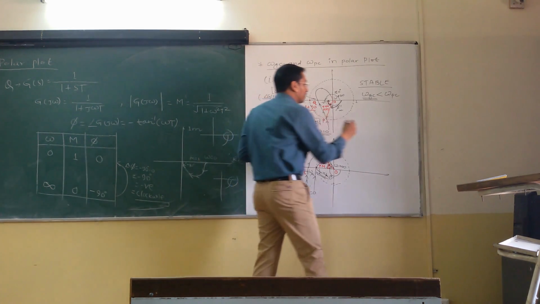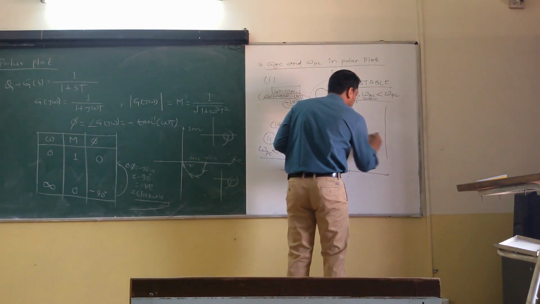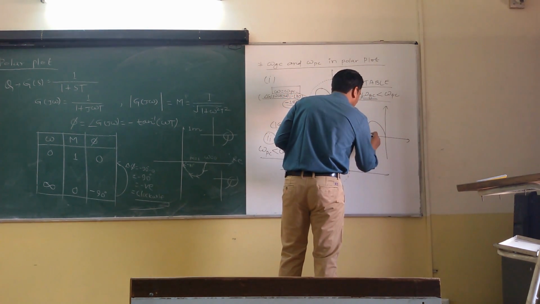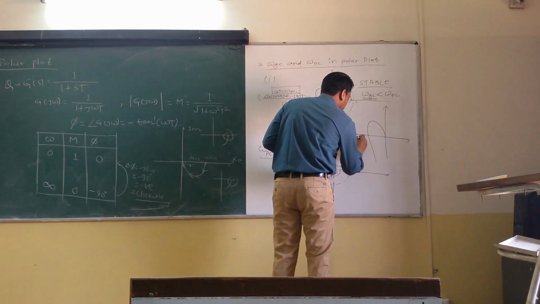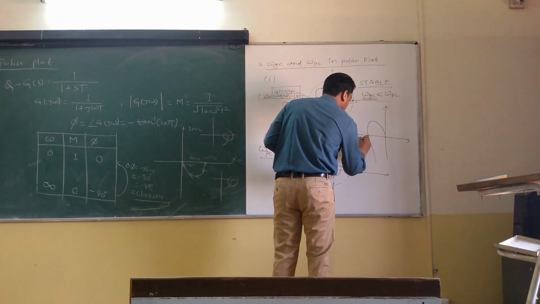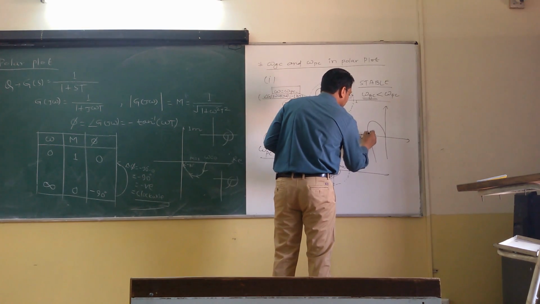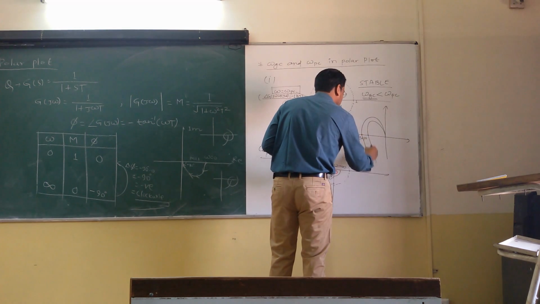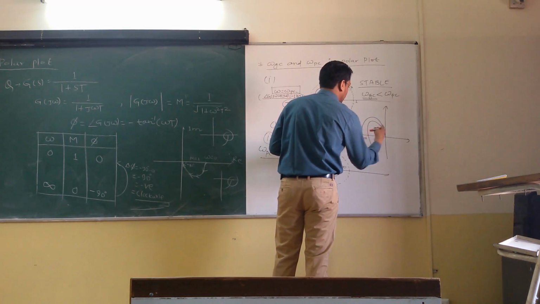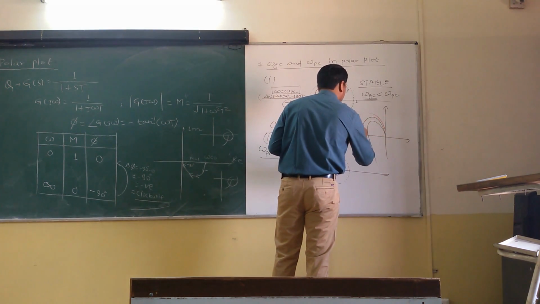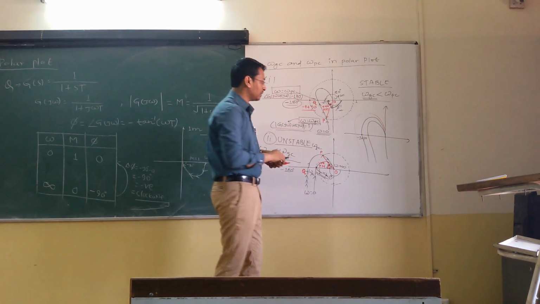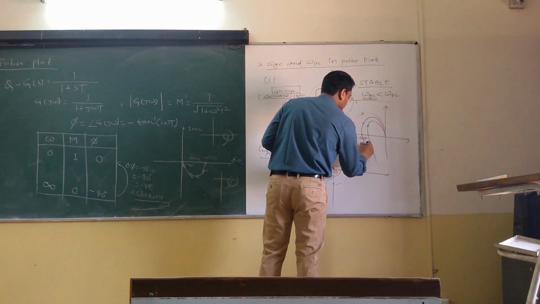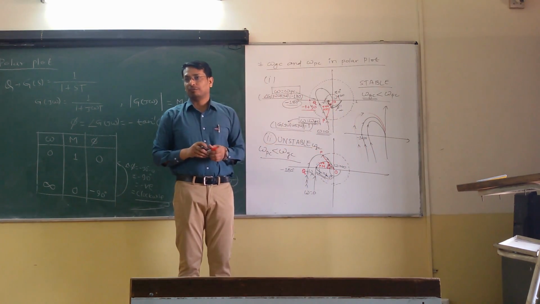So what is the meaning of this? Without plotting circle of unit radius, if we know the intersection point is here, and if you know that -1 plus J0 point is here, red one. Correct? 3 examples I am going to use. But first, I have to define the meaning of enclosure.